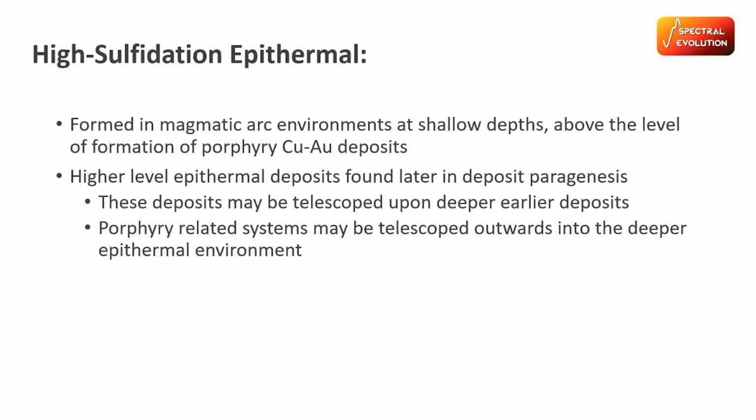Higher level epithermal mineralization generally develops later in the paragenetic sequence and may become telescoped onto earlier formed deeper deposits. In some cases, epithermal systems overprint or coexist with porphyry systems that are either older or part of the same magmatic hydrothermal event. In strongly dilational structural settings, porphyry-related mineralization may extend upward and outward into the deeper portions of the epithermal environment.